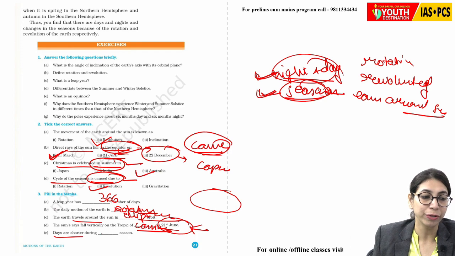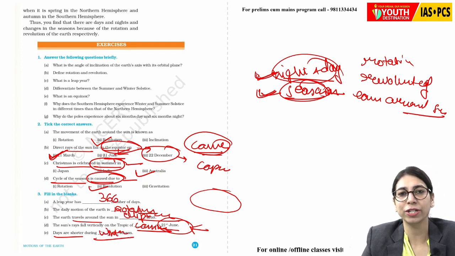Days are shorter during which season? When are days short? They will be short in the winter time, right? So it's winters, right? So this is all about the chapter 3rd.